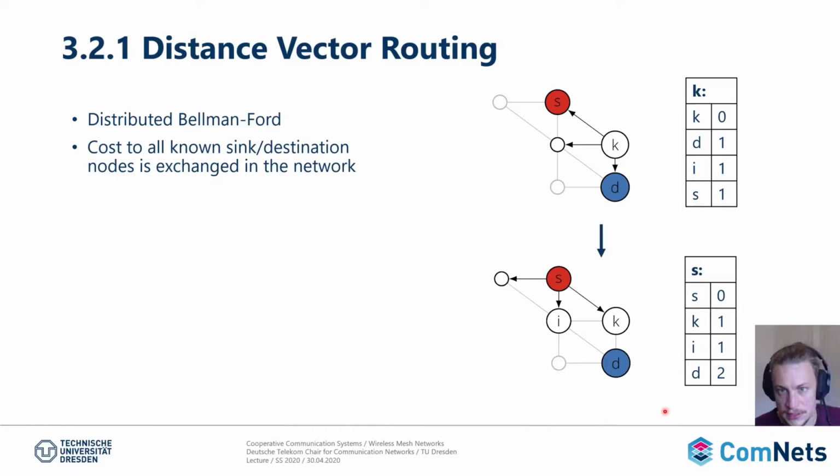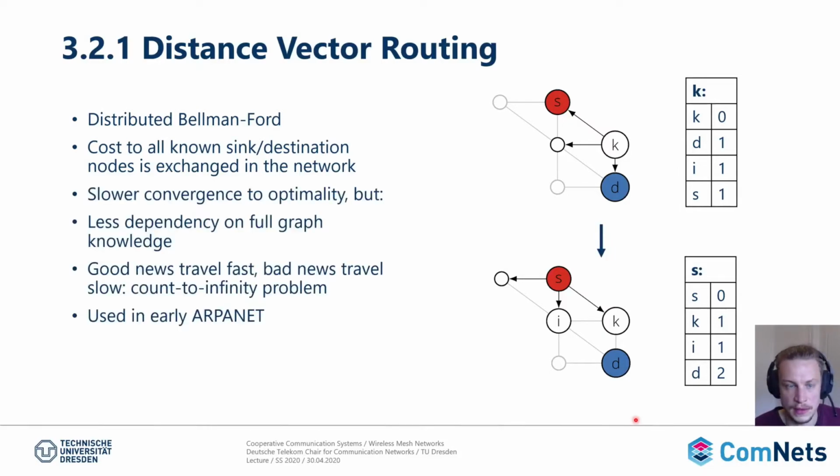The difference here is that the nodes are not communicating about links which are far away. That's different from link state routing. So these types of algorithms have a slower convergence to optimality when the information is exchanged, but they also depend less on full graph knowledge.